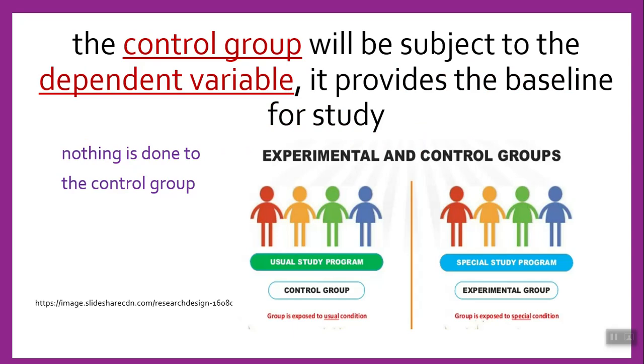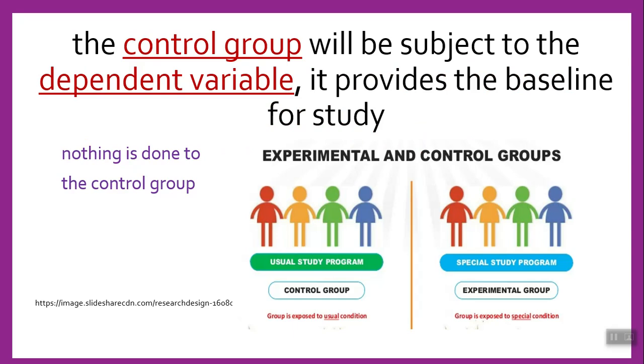The control group is like the baseline for the study. Nothing is going to happen to them. And I remember being in school and I always got these two groups mixed up if I didn't have the definition in front of me. So the control group will be subject to the dependent variable. It provides the baseline for the study. So for me, maybe a little trick to try to keep them straight. What is the control group? They're controlled, they're dependent, nothing's happening to them.